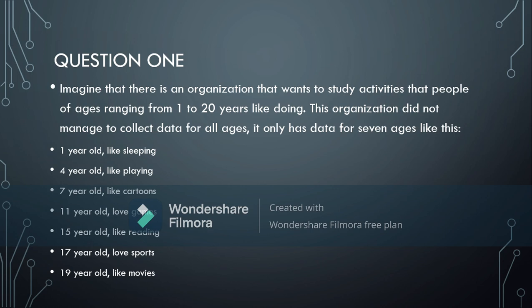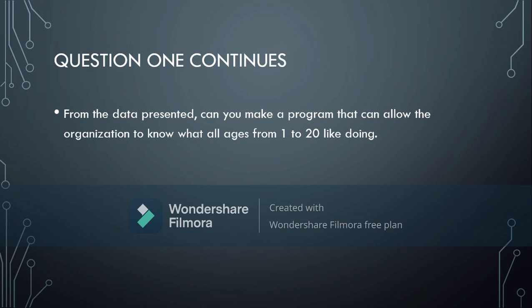So let's go see what the question says. The question says, from the data presented, can you make a program that can allow the organization to know what all ages from 1 to 20 like doing? Just as I gave an example that it's very tough to know what an 18-year-old loves doing because the data is not even, so you as a data scientist and an engineer, what can you do? What we have to do first is to summarize the data in a file so that our model, you will know our model later, but I describe a model as a brain, can work with the raw data.